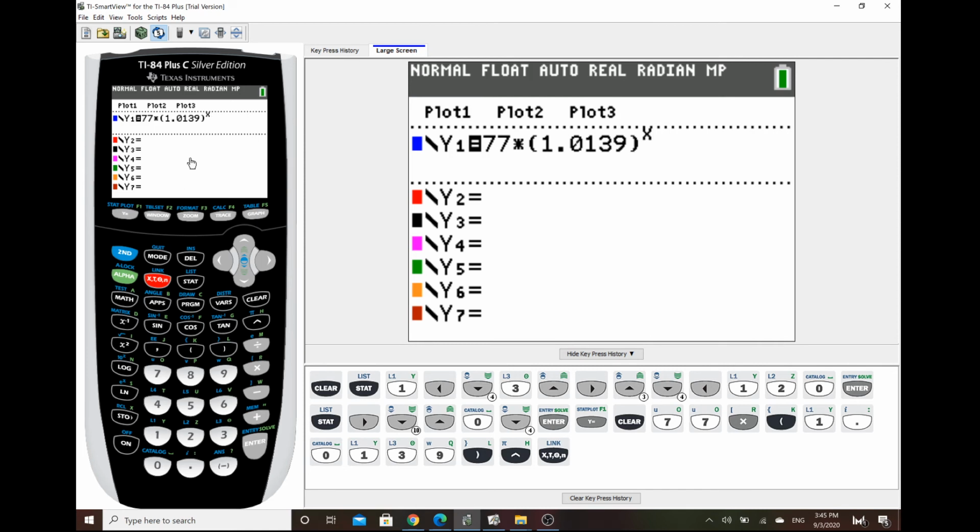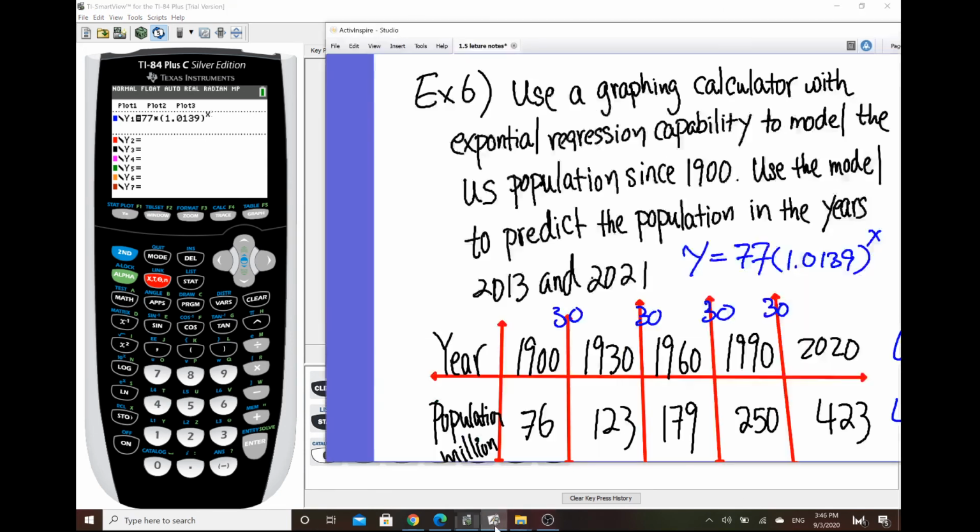And for those who want to see the scatter plot, you can always go to plot 1 and turn on the window, so you see a bunch of dots right there. But right now, since we do have the model, we just want to use this model. Now going back to this one, you want to estimate the population in 2013. So from 1900 to 2013, you want to find the year in between, so that would be considered 113 years.